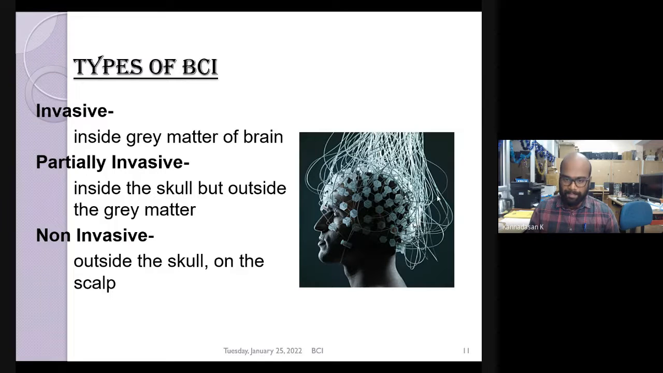Partially invasive is inside the skull but outside the gray matter. We'll open up the skull and place the electrode inside the skull but outside the gray matter, not actually inside the brain. The last is non-invasive, where we place the electrodes outside the skull, on the scalp. That is what I was talking about, scalp EEG, scalp electrodes. You place them on the scalp, not inside. The non-invasive method is useful for many types of research, as you can see in this diagram. This is how it looks. If you want to collect signals from each and every part of your brain, you have to keep many electrodes all over your head, as shown in the diagram.